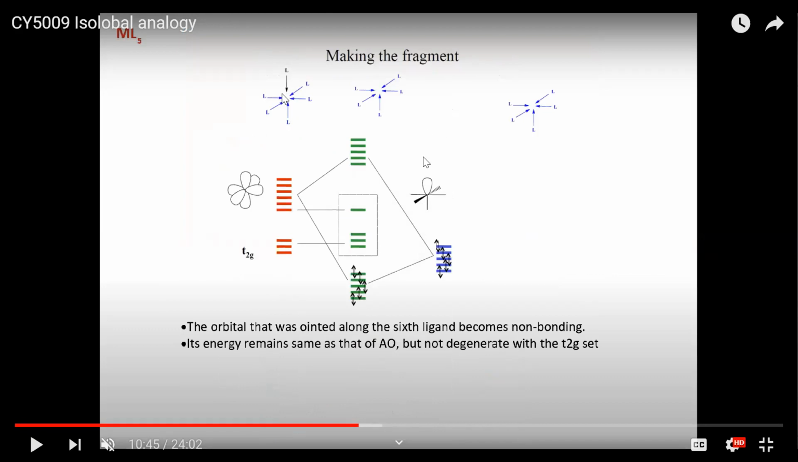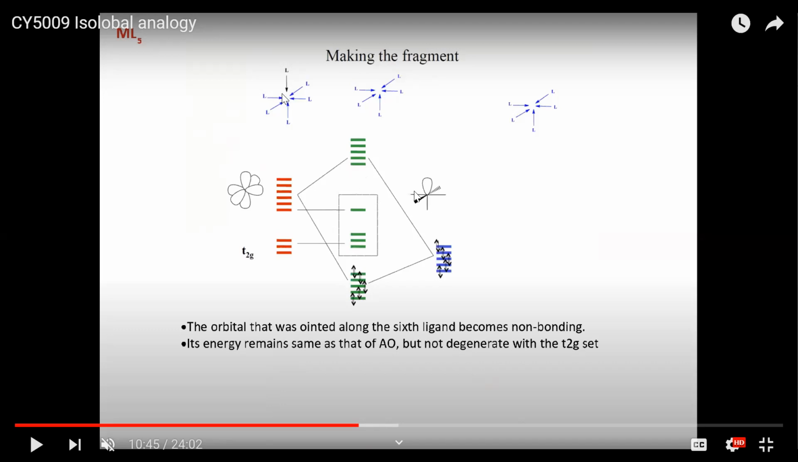Now, let me take a complex in which one of the ligands is removed. Then what we have created here is an ML5. What essentially it means is that one of the d orbitals is not going to participate in bonding. So originally we had 6 orbitals here. Now one of the orbitals is not going to participate in bonding. So it is this orbital which will remain non-bonding. Although the energy is still higher than the T2g set, this orbital is not going to participate in bonding because we have removed that ligand. The ML bond is broken now. So therefore this will also remain non-bonding.